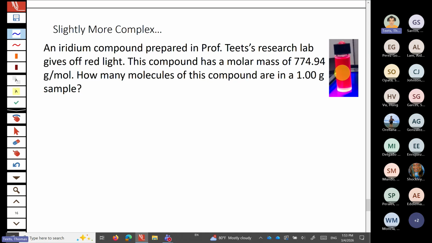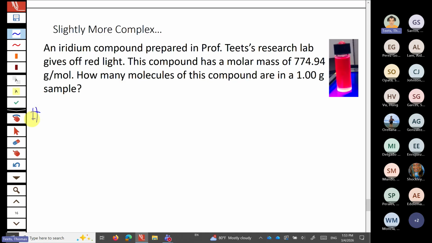But the important part of the problem is that this compound has a molar mass of 774.94 grams per mole. How many molecules are in a 1.00 gram sample? So a very similar problem to one we did earlier, just this time talking about molar mass of a compound instead of atomic mass of an element. And because it's a chemical compound, the mole relationships are going to tell you how many molecules are in that compound, not how many atoms, because each individual unit of that compound is a molecule, not an atom.